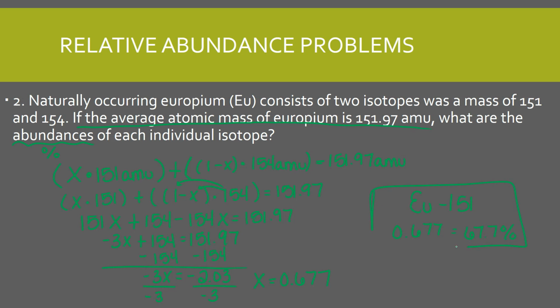Okay, now we need to solve for our second isotope using the idea that percentages add up to 100. So once you're here, you can just take 100 minus 67.7, or you can take 1 minus 0.677 and change it to a percentage then. But when we do that, we get 32.3%.